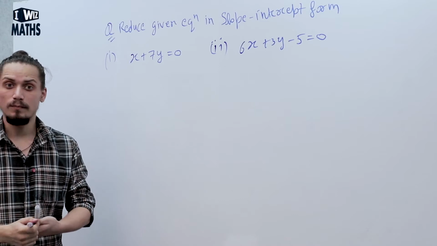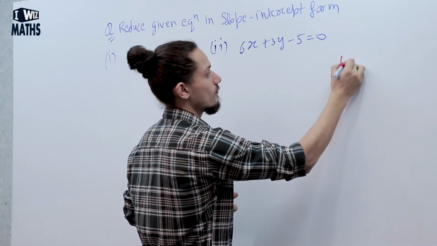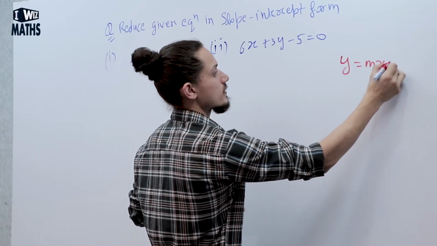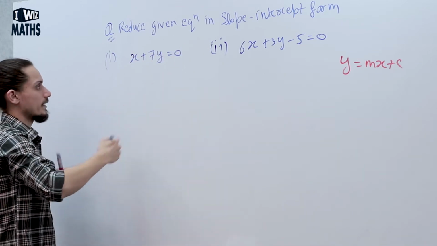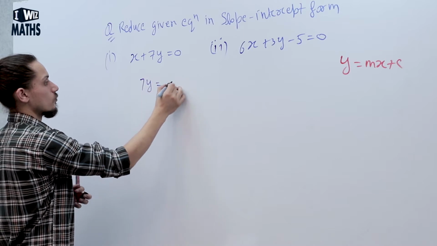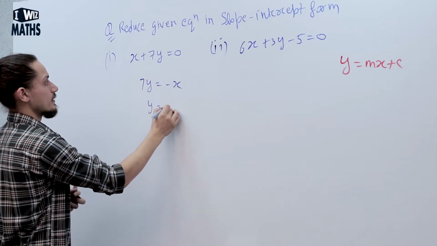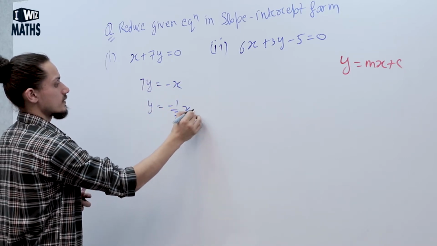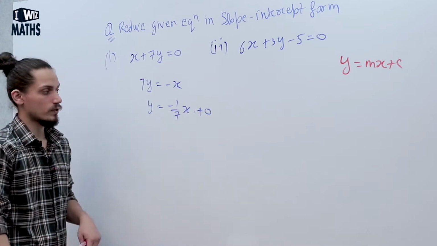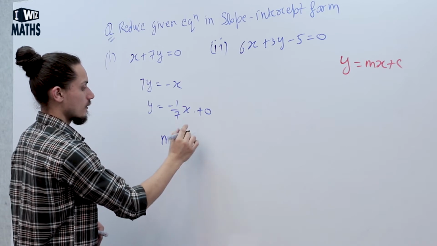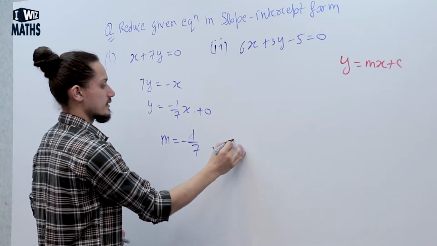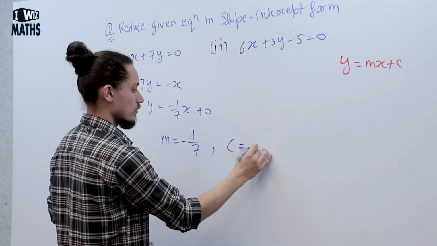तो स्लोप इंटरसेप्ट फॉर्म के लिए हमें क्या फॉर्म चाहिए होती है? We need y is equal to mx plus c, ये वाली फॉर्म. So हमारे पास c क्या है यहाँ पे? 0. So we will write 7y is equal to minus x and y is equal to minus 1/7 x plus 0. तो यहाँ से compare करा के हमारे पास m की value क्या आ गई? Slope is equal to minus 1/7 and c, that is y intercept, is equal to 0.